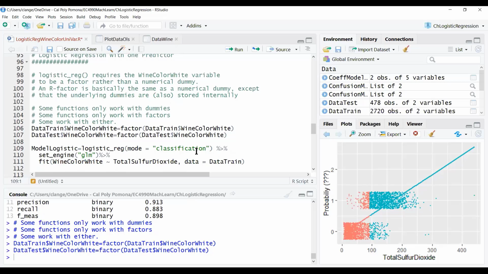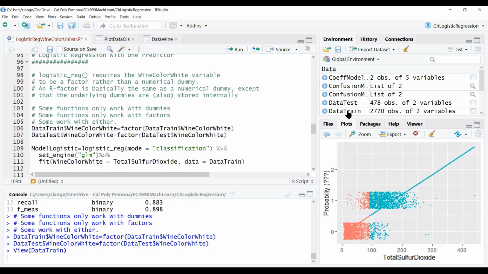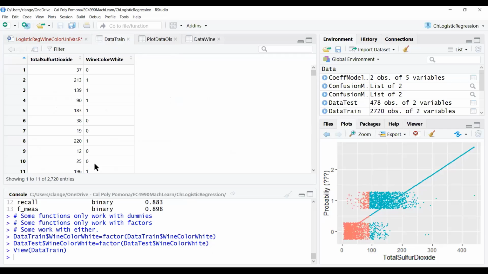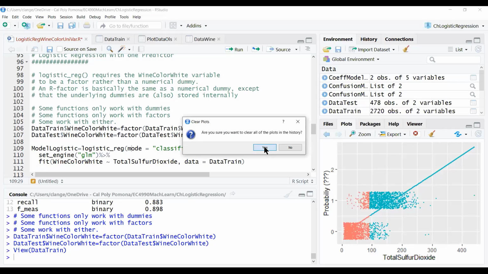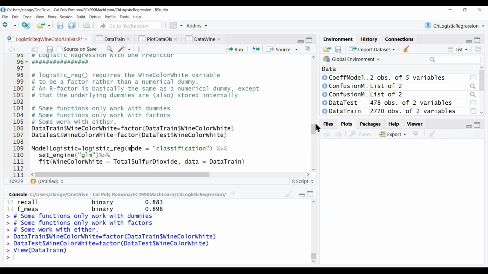So I adjusted my data set, and if you look at the training data, you don't even see a difference. See, it's still 0s and 1s. It's just internally saved in a different way. Now I run my logistic regression here. Let's get rid of this. How do I do that?